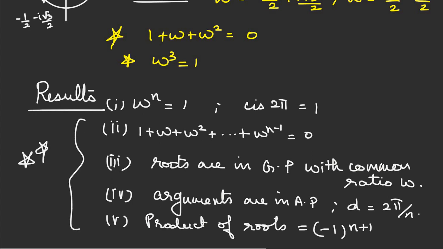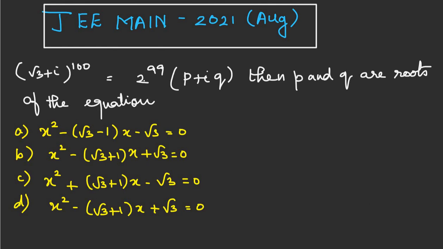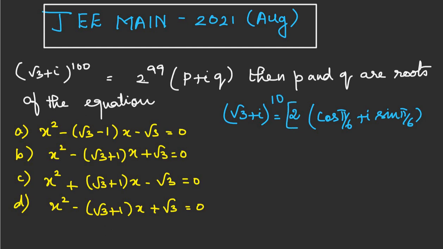Very important. Next question, JEE Main 2021. Root 3 plus i whole power 100 is equal to 2 power 99 into p plus i q. Root 3 plus i can be written with r as 2 here, so 2 into cos of pi by 6 plus i sin pi by 6. Theta lies in the first quadrant. Now this is raised to the power of 100.